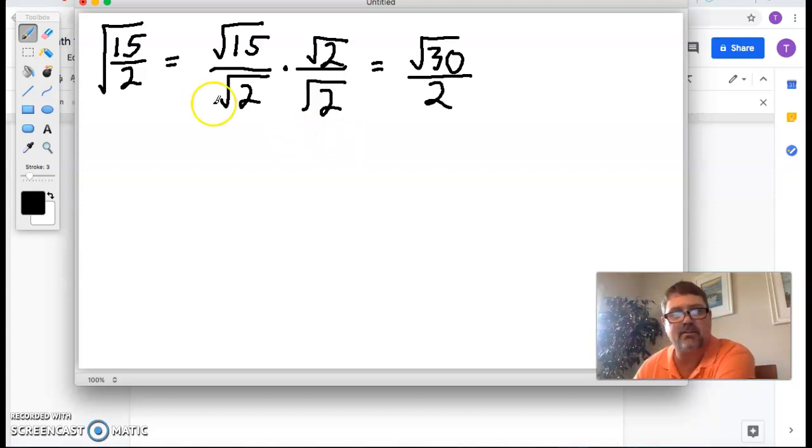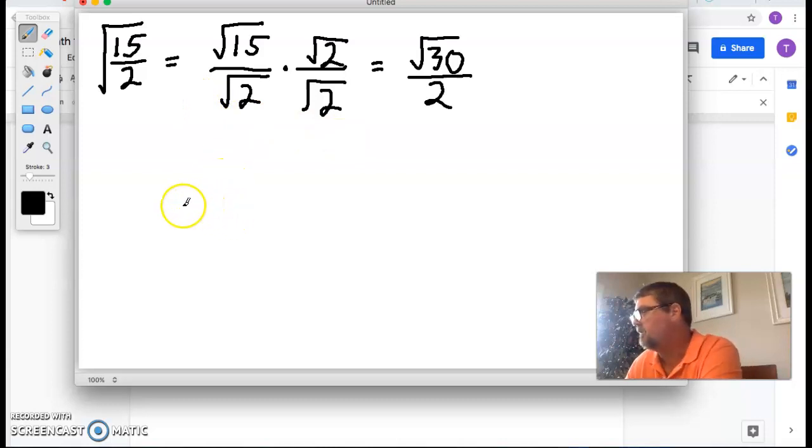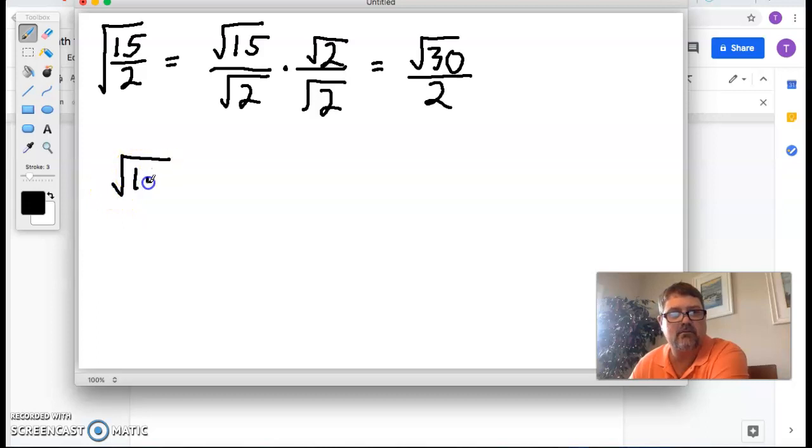Earlier, we ran across this one. We had the square root of 10 divided by the square root of 2. And we had a quick trick for that one. We wrote it as a fraction like that, divided that 2 into the 10, and got a 5. Now, we could have rationalized it, as I told you in the last example.